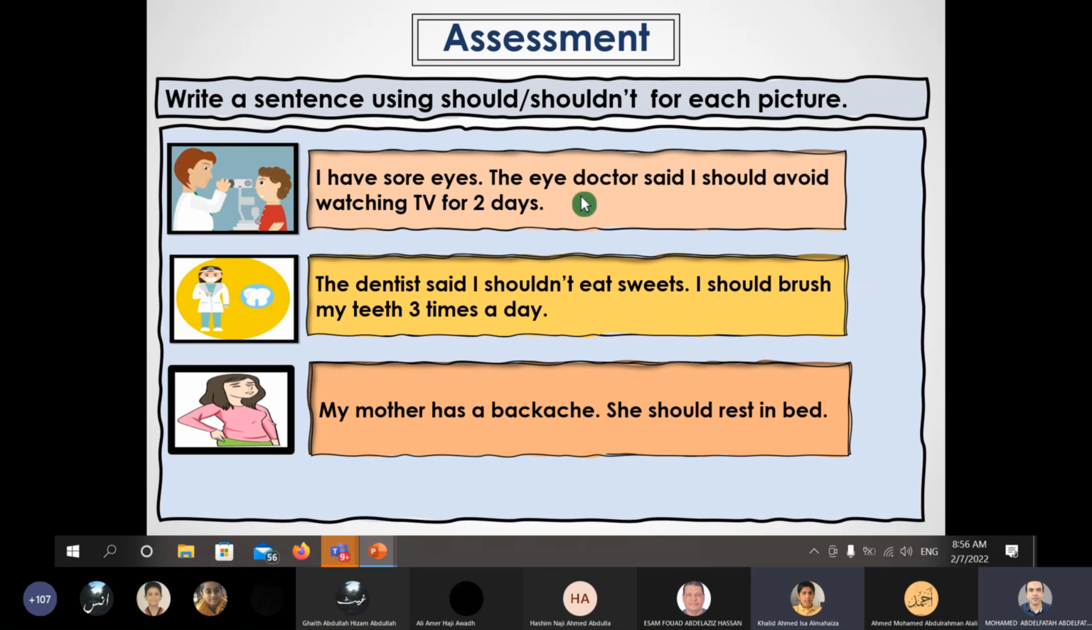I have sore eyes. The eye doctor said I should avoid watching TV for 2 days. Avoid means something you shouldn't do. Okay, something you shouldn't do. Avoid watching TV means don't watch TV. Okay, so number 2, Khalid. The dentist said I shouldn't eat sweets. I should brush my teeth 3 times a day. Bravo.